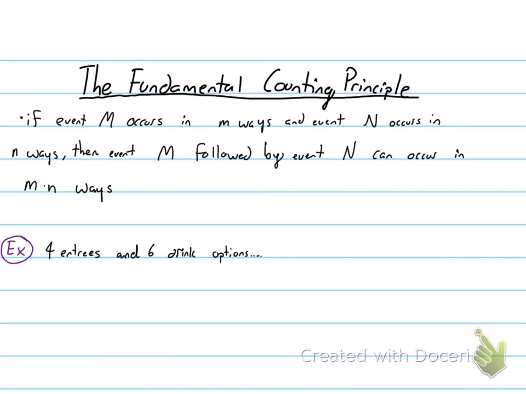An easy example here: let's say I'm at a restaurant and there are 4 entree options and 6 drink options. To figure out every single possible meal combination I could have, I would do 4 for the entrees because I could pick 1 from that, times 6 for my 6 drink options. There are 24 possibilities.